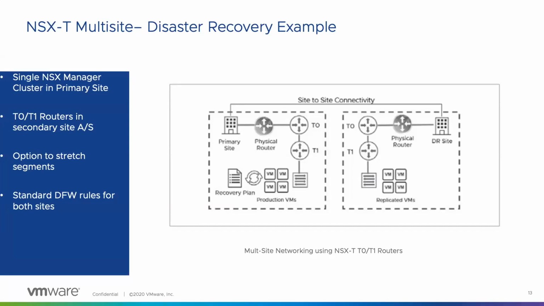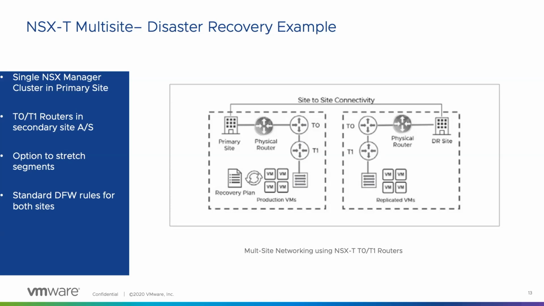Here we have the T0 and T1 routers that are sitting in an active-standby scenario. You can also do active-active if you wanted to. And then you have the option to stretch your segments across the data center. This is basically more of a configuration option that you have in how you architect your environment. And then you would have standard DFW rules, and those would apply at both sites for any workload that you actually pulled into that NSX manager.